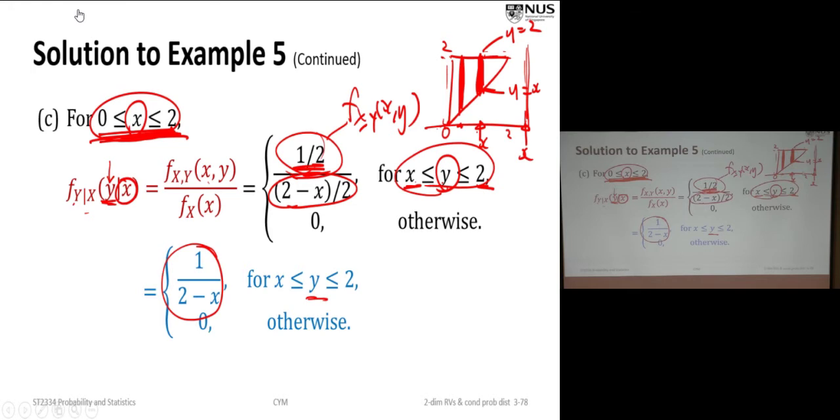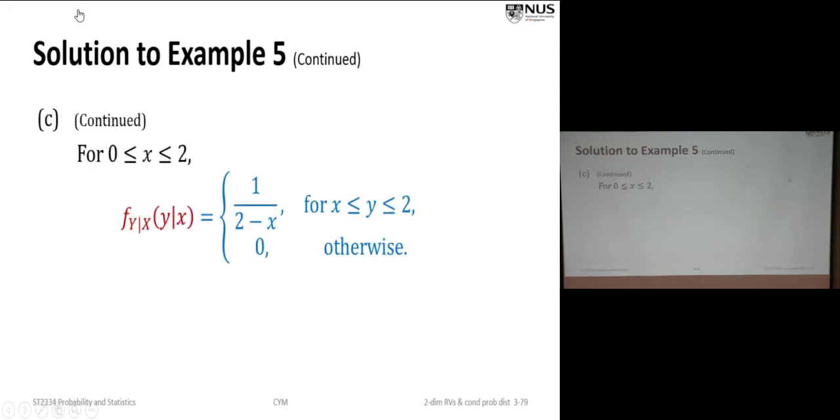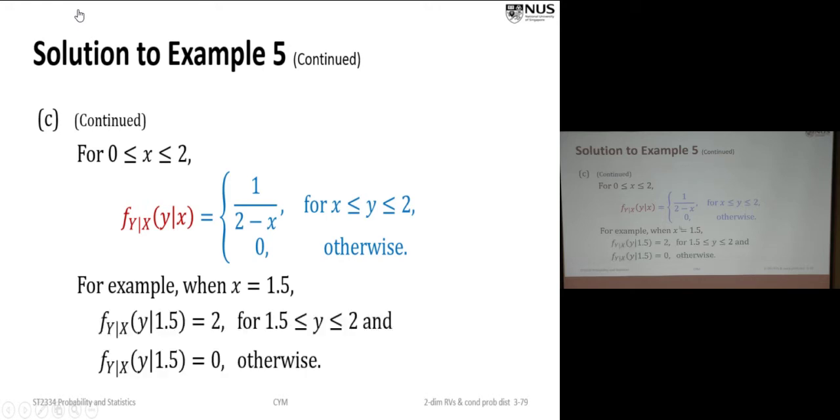Similarly, you can work it out. So here when x equals 1.5, I just substitute 1.5. So the conditional density of y given x equal to 1.5 is 2.